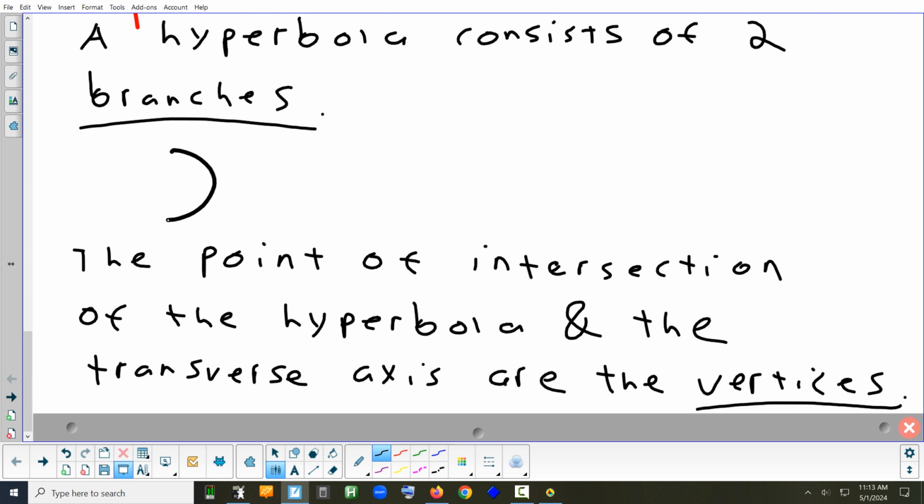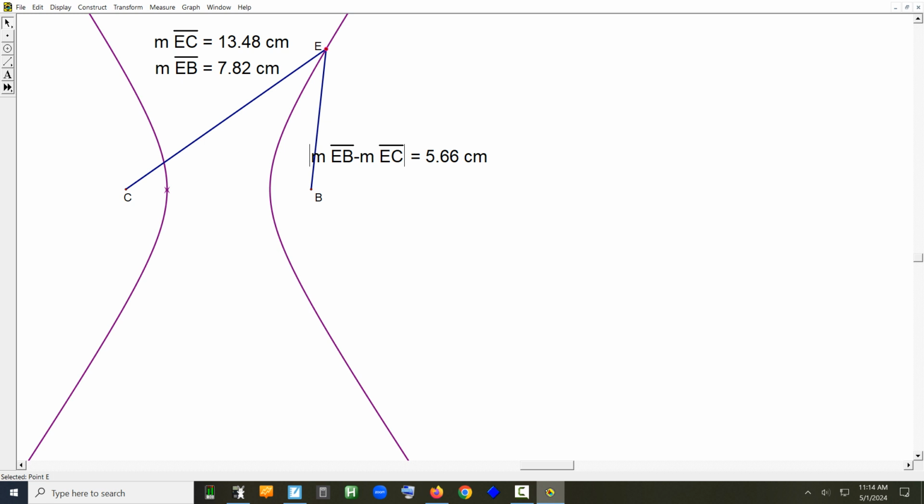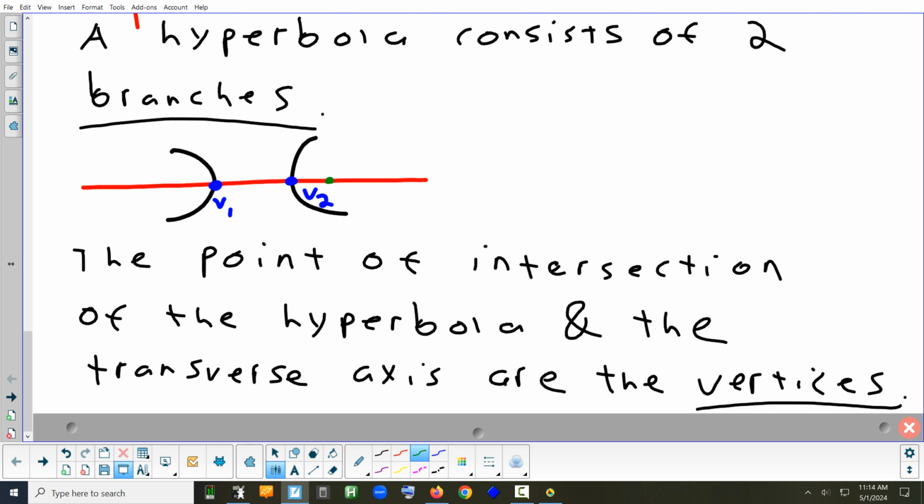So if these are what your branches look like, and you draw in your transverse axis like that, the two points where the transverse axis intersects the hyperbola are called the vertices. So this would be V1, V2. And remember where the foci are. Let me go back. The foci are what the branch wraps around. So the foci would be over here and over here.